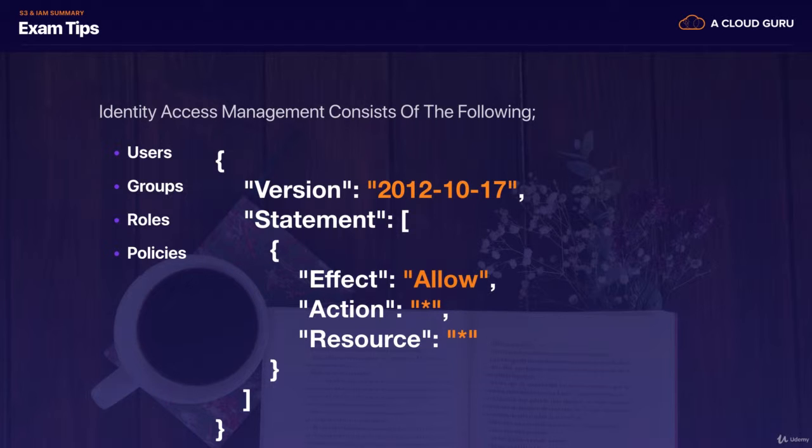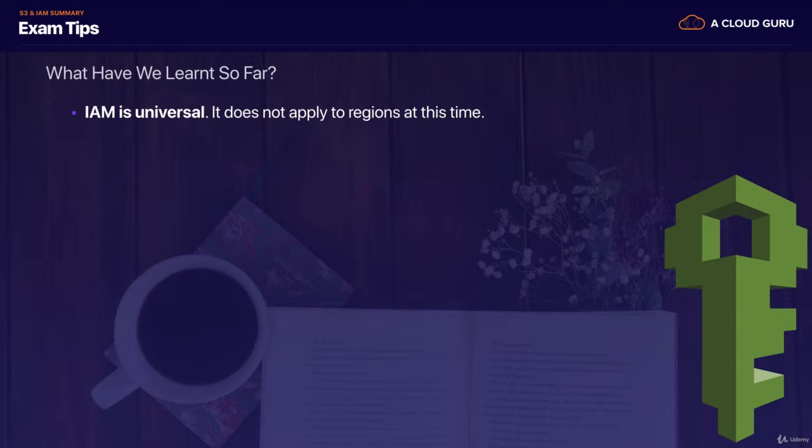Now, IAM itself does not come up much in the Certified Solutions Architect Associate exam anymore. It's all been moved to the Security Specialty. That being said, you can't actually use AWS without knowing IAM, so it is really important to understand the core concepts of IAM and what users, groups, roles, and policies are. We also learned that IAM is universal. It does not apply to regions at this time.